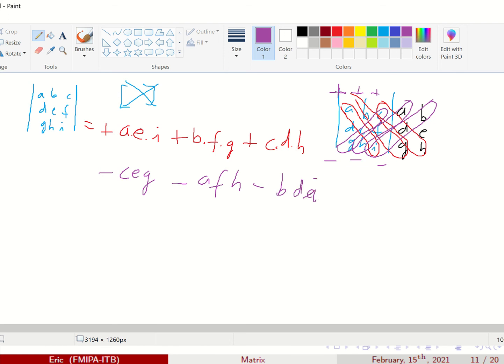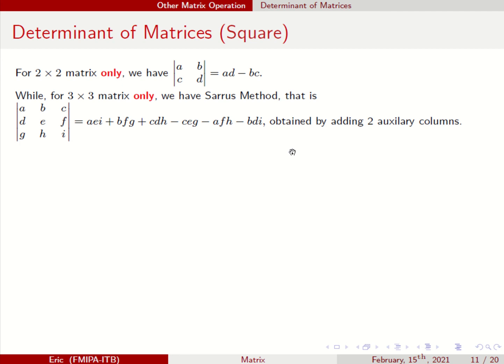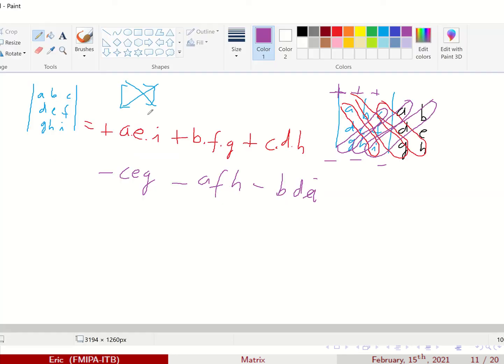But don't forget it only works for 3 times 3 matrices. For 2 times 2 you have the diagonal minus the anti-diagonal. For 3 times 3 you can use Sarrus' method by adding 2 auxiliary columns, the first and the second, like I have already told you. And for the general n times n, you should use what we usually call the cofactor expansion. Let's look.